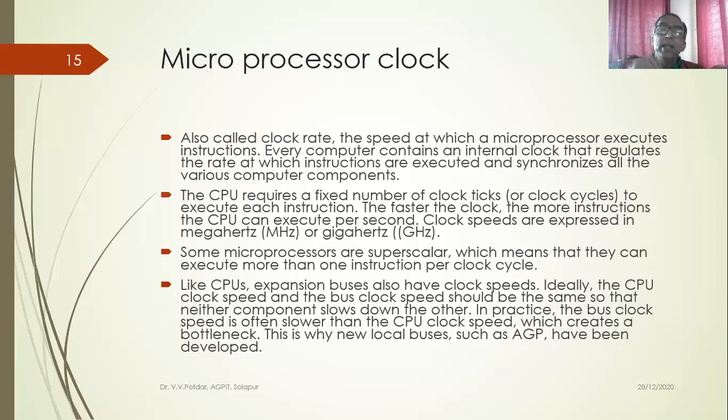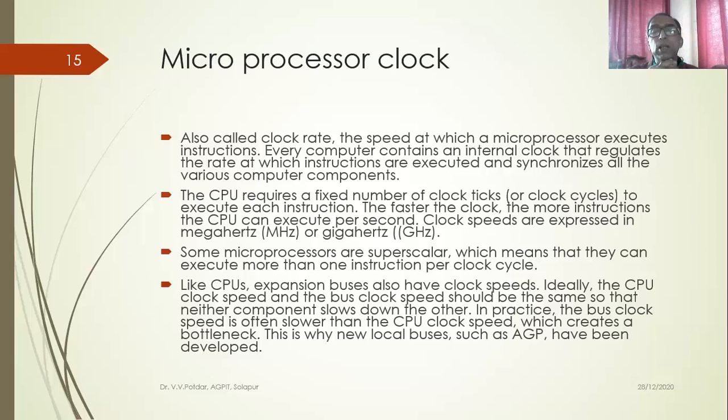Every computer contains an internal clock that regulates the rate at which instructions are executed and synchronizes all the various computer components. The CPU requires a fixed number of clock ticks or clock cycles to execute each instruction. The faster the clock, the more instructions the CPU can execute per second. The clock speeds are expressed in megahertz or gigahertz.